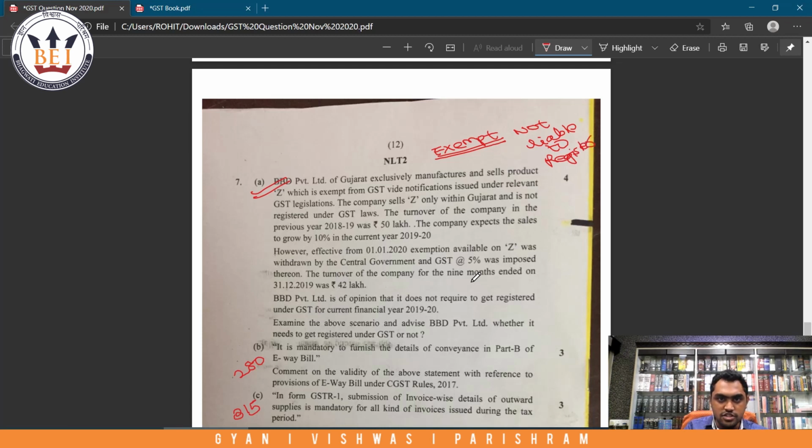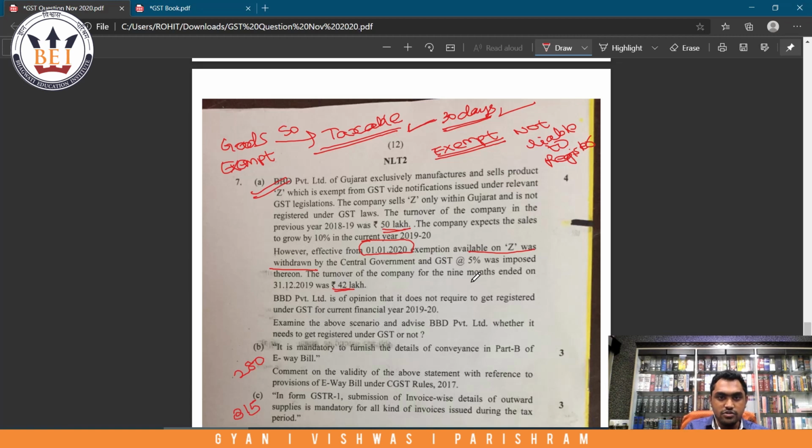Okay. Here the situation is, first when he was supplying, the goods was exempt, but subsequently it became taxable. So on the day the goods become taxable, he becomes liable to registration. In our case, with effect from 1/1/2020, exemption available on Z was withdrawn. So now once he becomes liable to register, within 30 days he has to apply for registration.